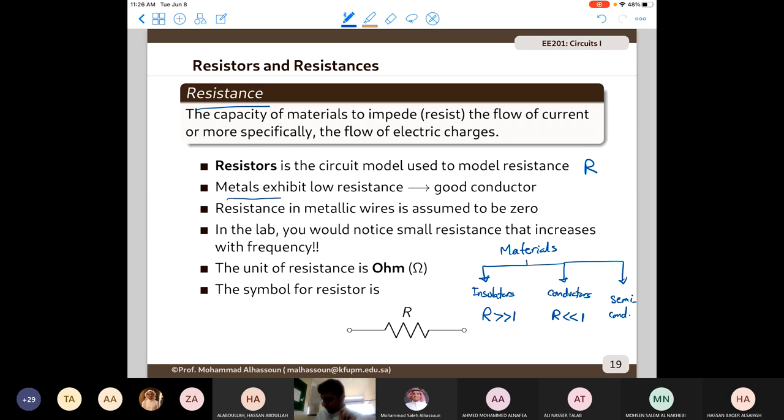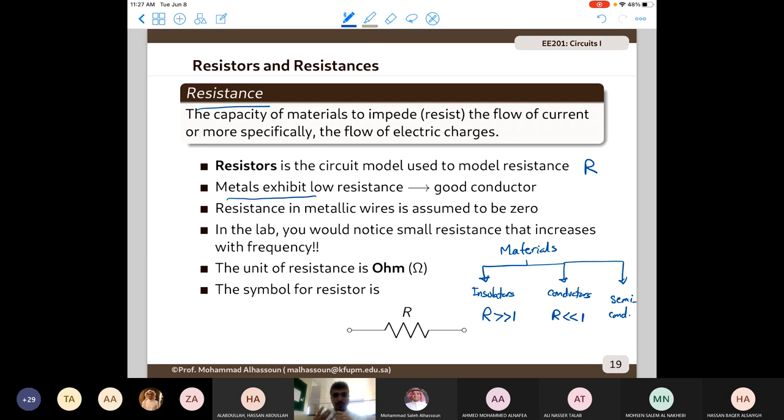Going back to metals, for example, metals exhibit low resistance, so that's why they're used as good conductors. If you have a wire, the wire is usually made of copper, and that copper has very low resistance, and that's why we use it to connect elements. Cables and power lines are made of the same structure, made of metals. The resistance for those is very small, and we can fairly assume that the resistance is zero. But if you go to the lab and take a piece of wire and try to measure it with precise equipment, you will see that the resistance is not zero. You have very small resistance.